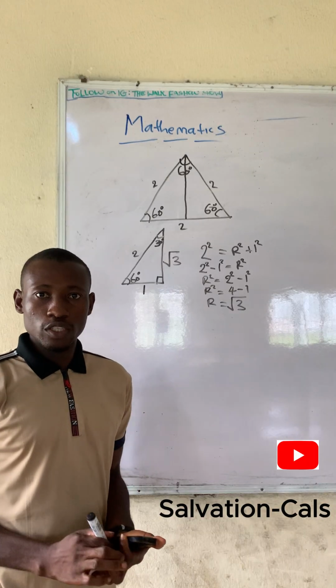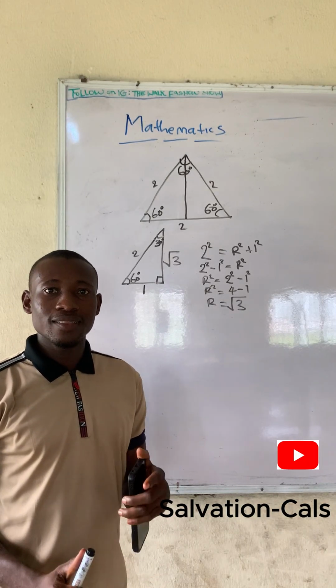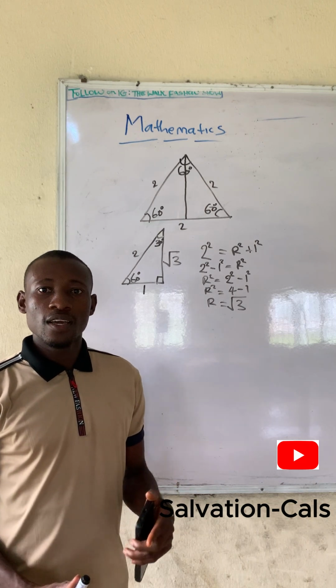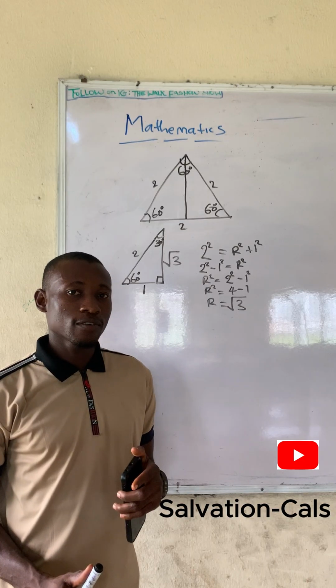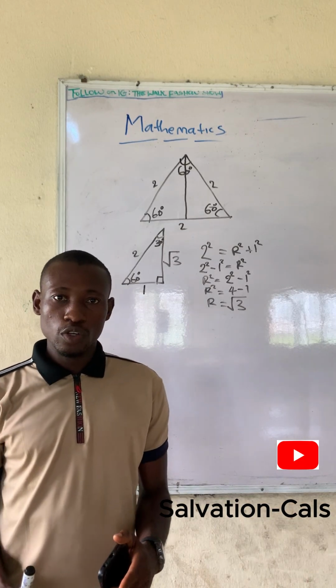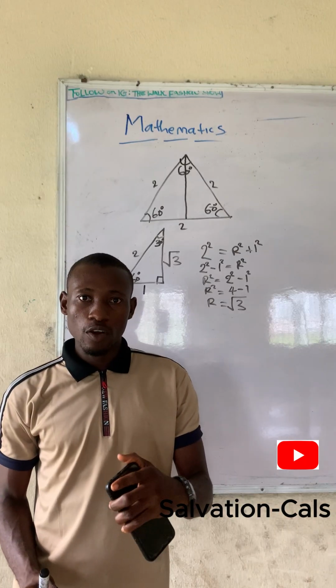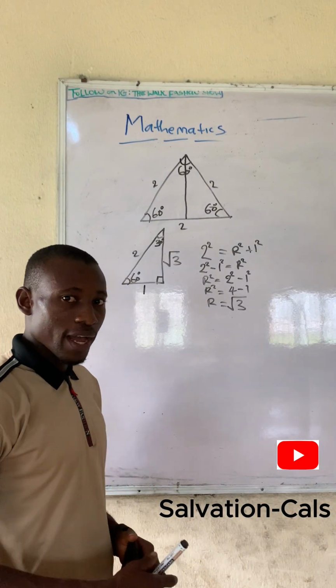And yes, this is all you need to master sine, cosine, and tan of 60, 30, 15, and so forth, apart from angle 45. I don't want the video to be too long. In my next video, I'm going to show you how to calculate angle 45. All right, so now let's take an example of this.